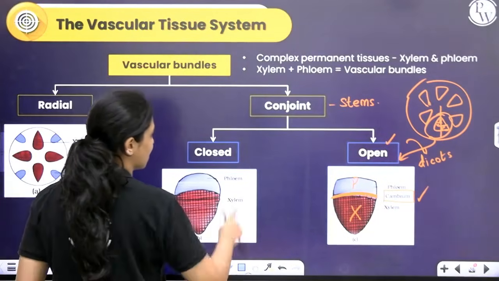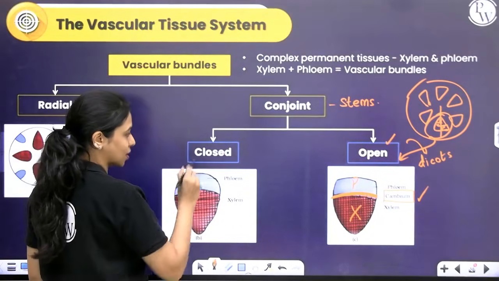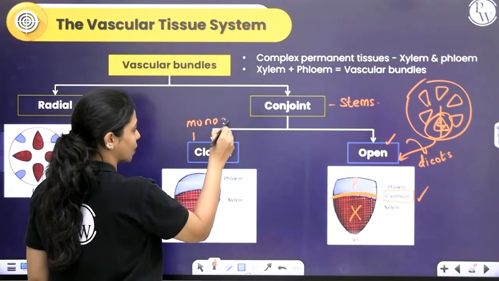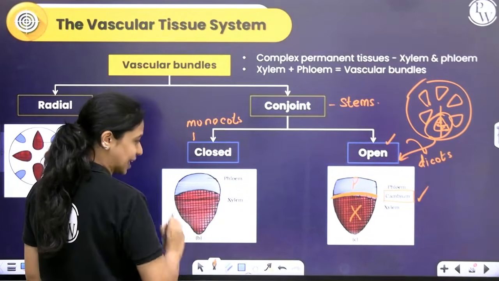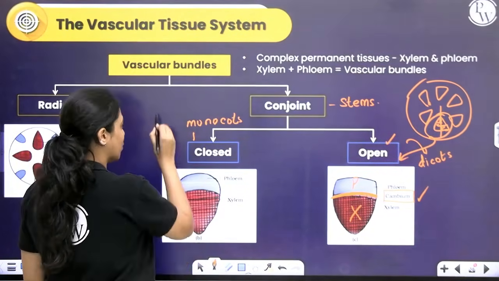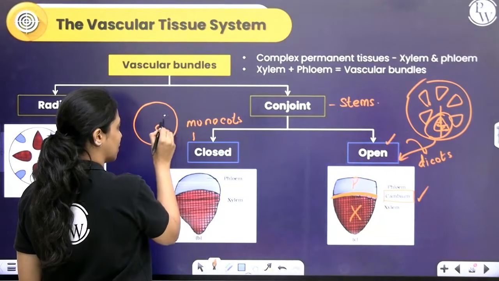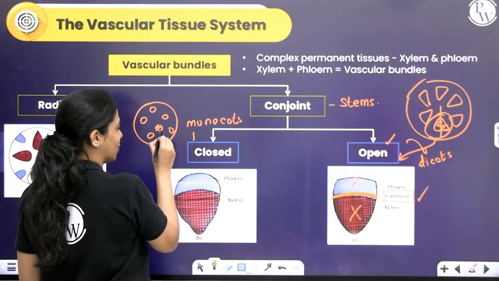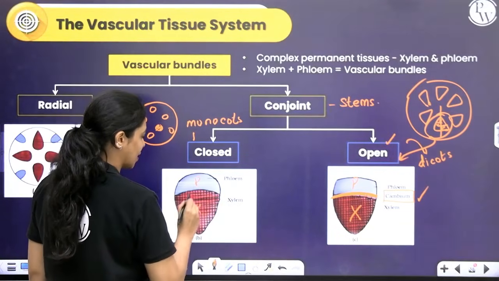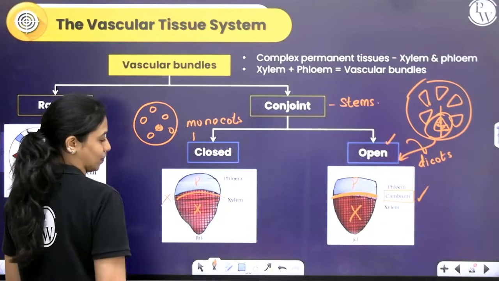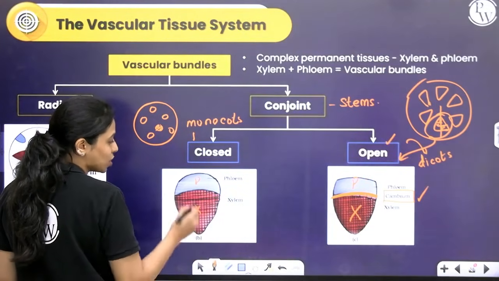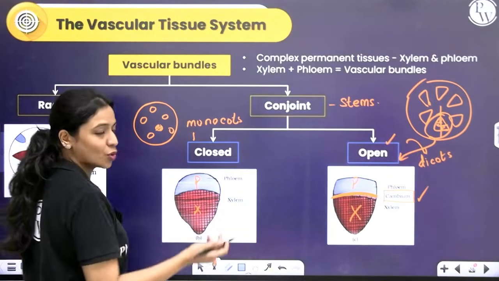Talking about conjoint stem that is closed, you can find this in monocots. What basically happens here is each vascular bundle will have both. In monocot stems it is scattered like that. In each bundle there will be xylem and phloem present, but in between there is no cambium. That is why it is called closed. Closed because this is closed for secondary growth. In such stems you cannot find secondary growth.